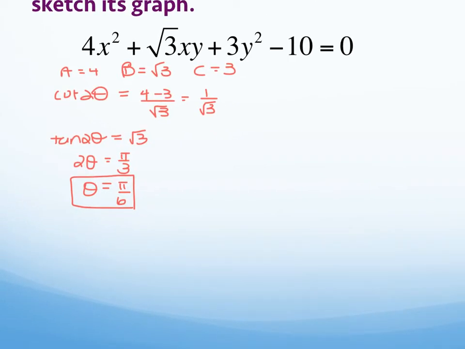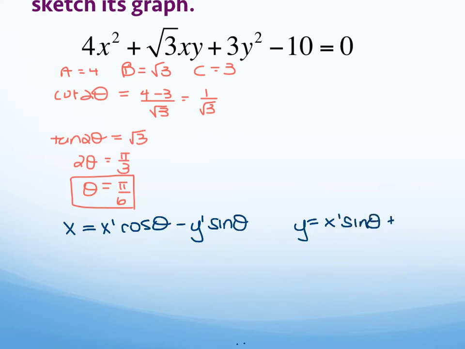And I said it yesterday, but I'll remind you that I will give you the equations for the x and the y. So x equals x prime times the cosine of theta minus y prime times the sine of theta. And y equals x prime times the sine of theta plus y prime times the cosine of theta. And we know theta now is pi over 6.